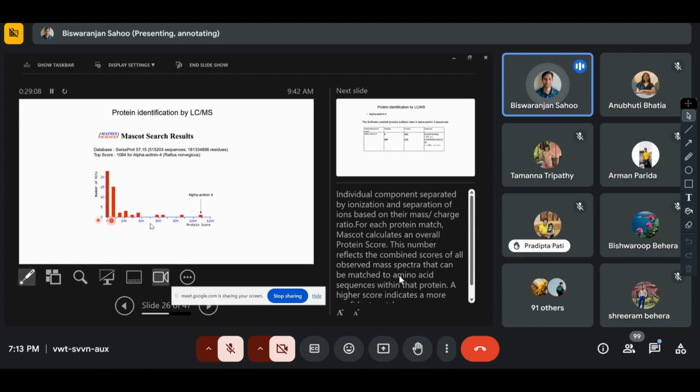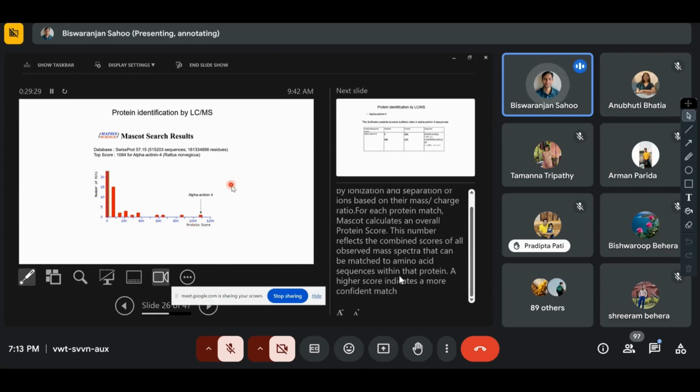having different scores. And what are these protein scores? The mass spectrometry calculates an overall protein score. This number reflects the combined score of all observed mass spectra that can be matched to an amino acid sequence within a protein. And we detected alpha-actinin 4 as the one protein having the highest protein score. So the probability of that protein being alpha-actinin 4 is very high.